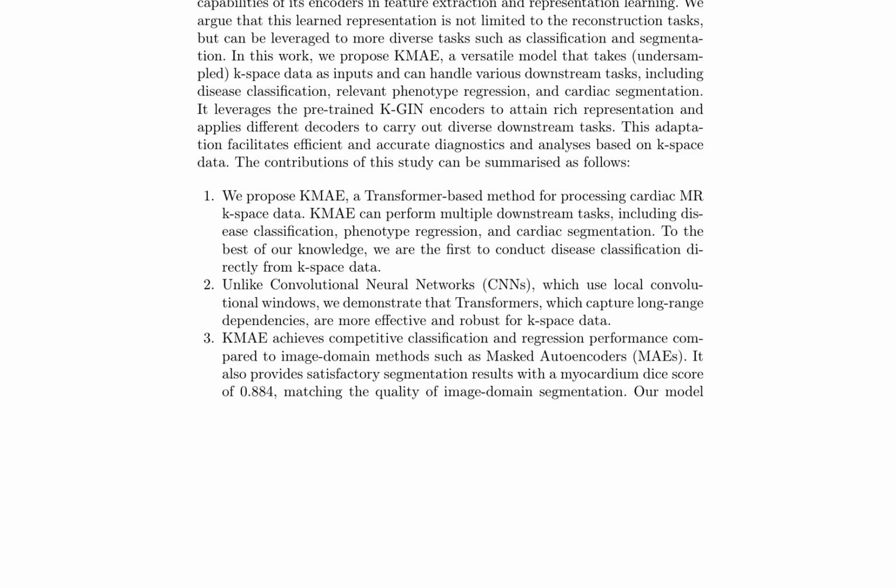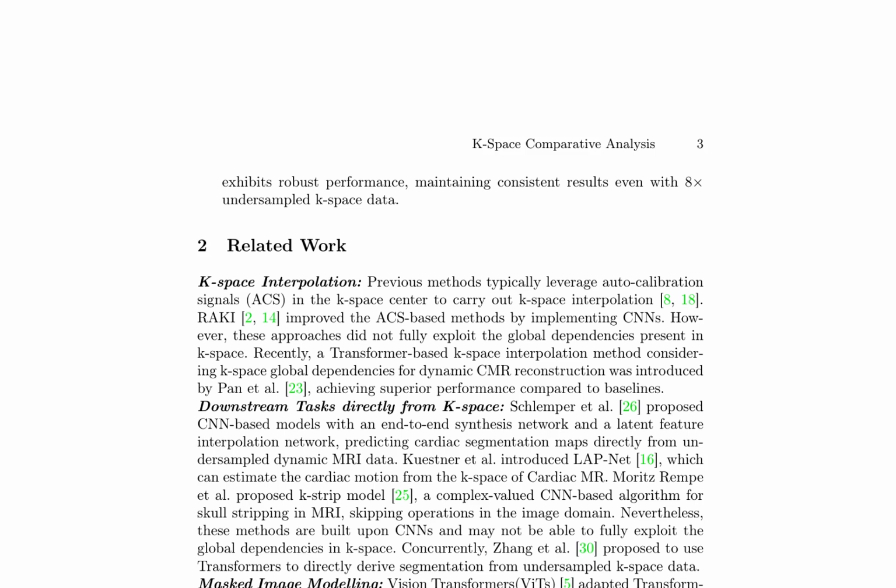The paper compares the performance of KMAE with image domain methods, such as masked autoencoders, MAEs, demonstrating competitive classification and regression performance along with satisfactory segmentation results. Overall, the study contributes to the development of a versatile model that can efficiently and accurately diagnose and analyze cardiovascular health using K-space data, highlighting the potential of leveraging complex data in medical imaging. K-space comparative analysis demonstrates robust performance, maintaining consistent results even with 8 times undersampled K-space data.